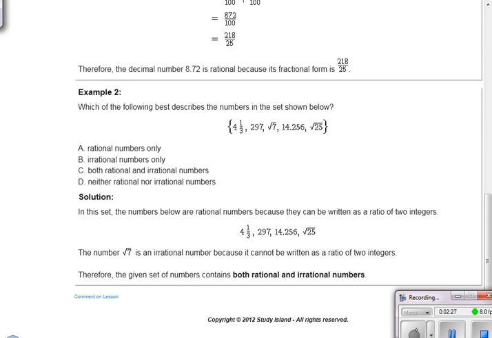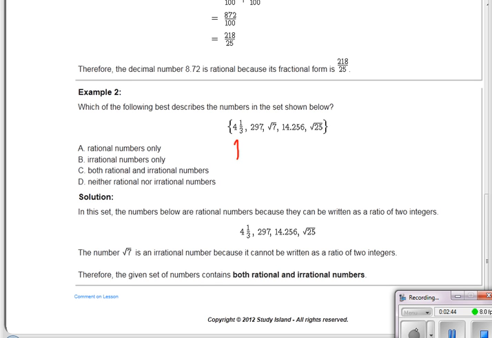Example 2, which of the following best describes the set of numbers shown below? A, they're all rational numbers. B, irrational numbers. C, both rational and irrational numbers. Or D, neither rational nor irrational numbers. Well, if we look at the first one, 4 1/3, that is a fraction. And remember, all fractions are going to be a rational number.